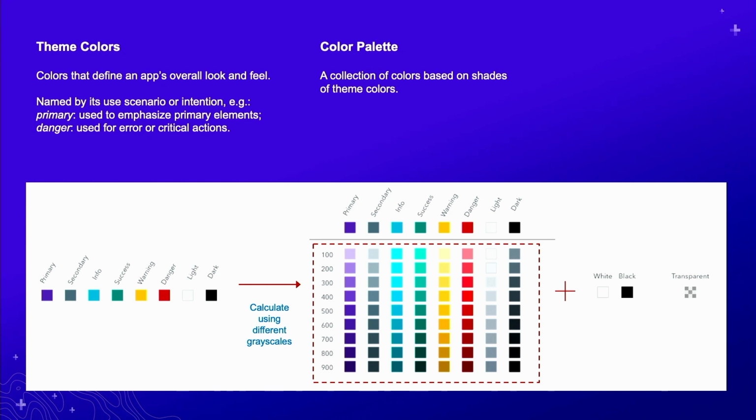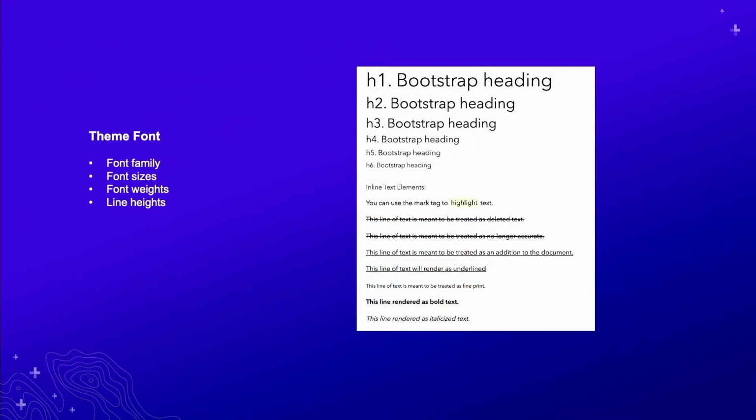Okay, so next, we have the theme font variables. These variables include the definitions for, first, the font family. By default, we use Esri's default font family, which is Avenir Next. But you can override this variable to use your own or your organization's own font family.